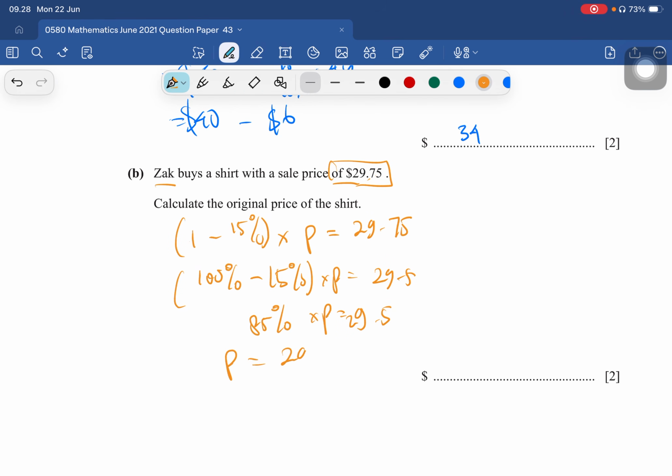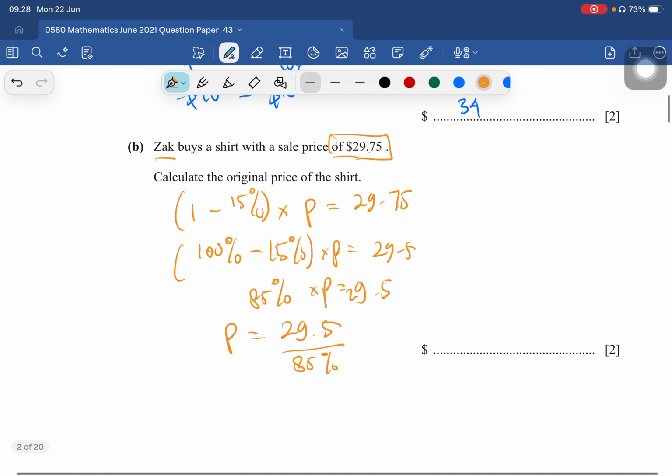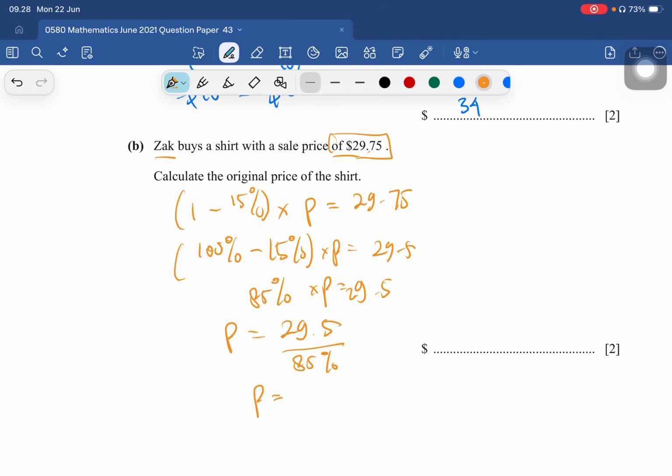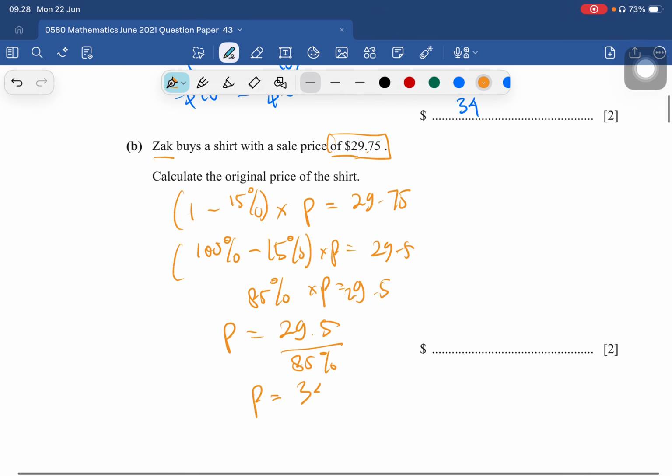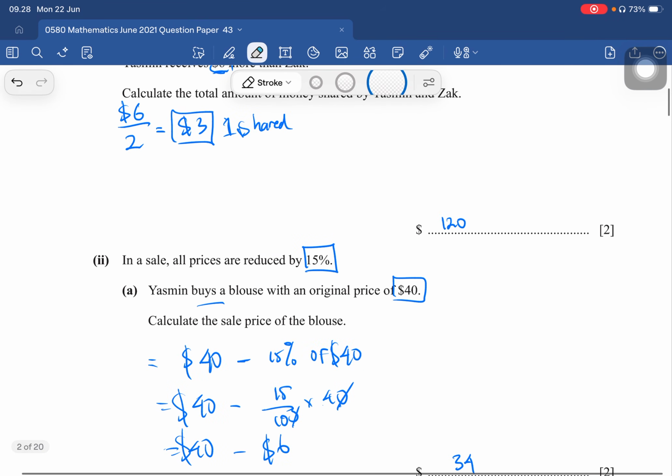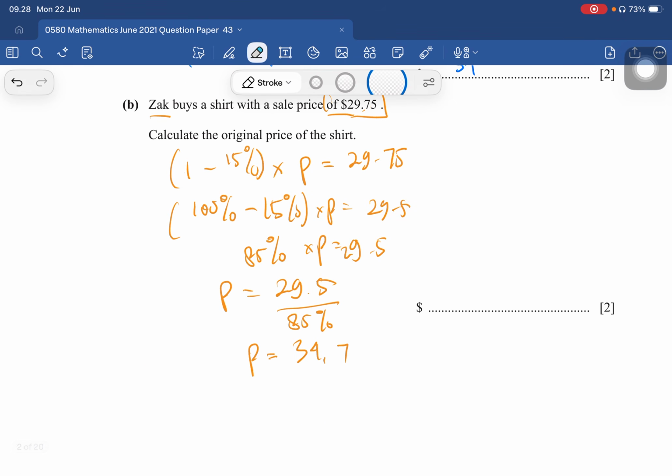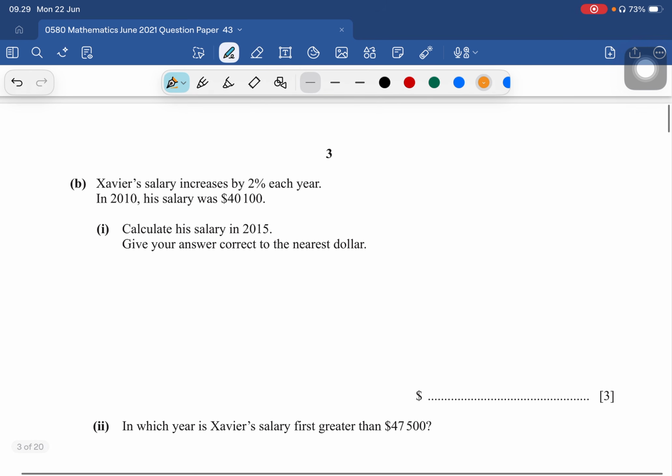So P is equal to 29.75 divided by 85%. So we get the original price equal to $34.7. So here is 34.7, or you can make it to the nearest dollar. To the nearest dollar it is $35.